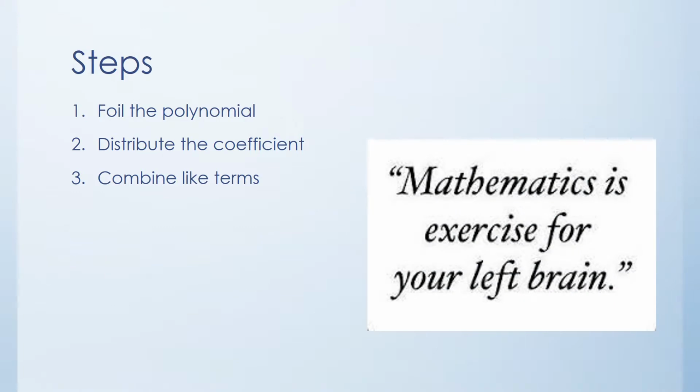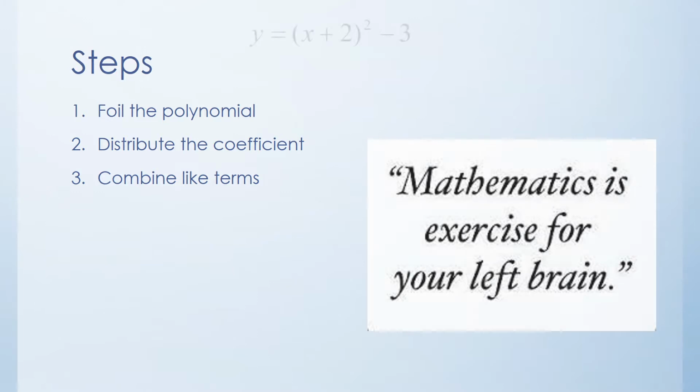Okay, so here are the steps. We're going to FOIL the polynomial, then we're going to distribute the coefficient, and then we're going to combine like terms. By the way, this is page 11 in your notes. Sorry, I didn't start there. These steps are written at the top of page 11. We're going to FOIL the polynomial, distribute the coefficient, and combine like terms.